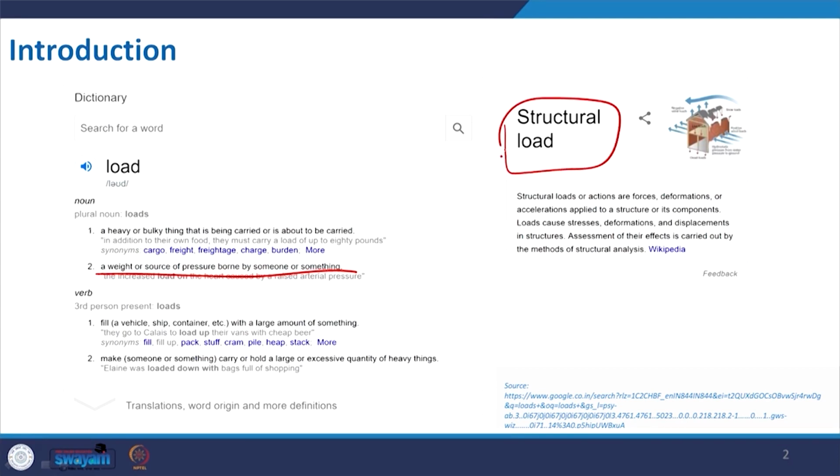It says structural loads or actions are the forces, deformations or accelerations applied to a structure which result in stresses, deformation, displacement of objects, etc. So that is the overall idea about load, but this particular lecture will talk about the load applied on structures in reference to buildings especially, and sometimes we will also discuss some other structural elements and architectural components. So let us move on.